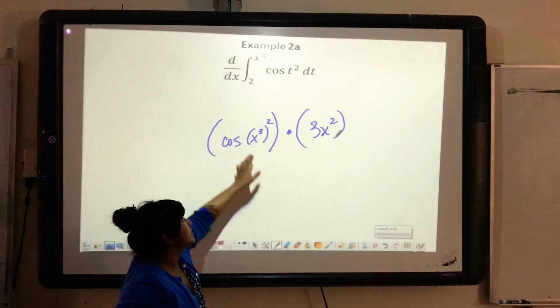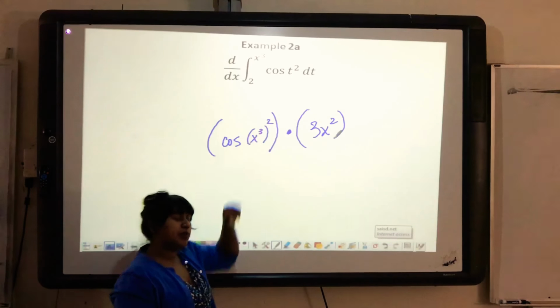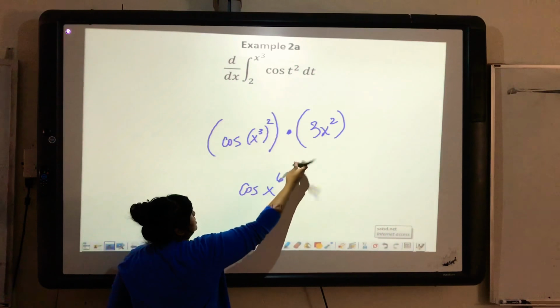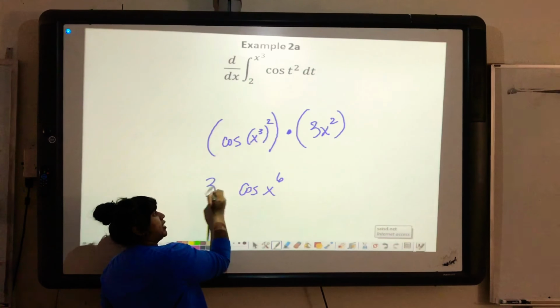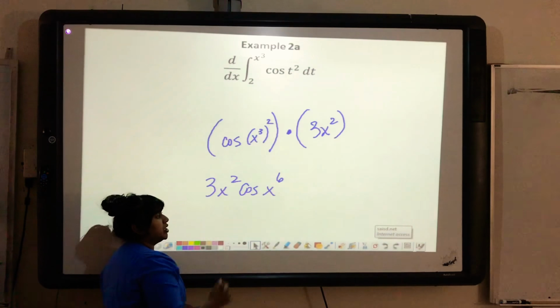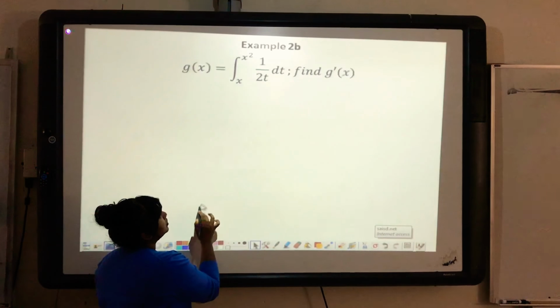I can rewrite this, simplify x cubed squared. If an exponent is raised to an exponent, I'm going to multiply those numbers. So this becomes cosine of x to the 6th. This value comes to the front because that is the correct notation, and there is my answer. Double check my work. Boom. Awesome. Let's do another problem.